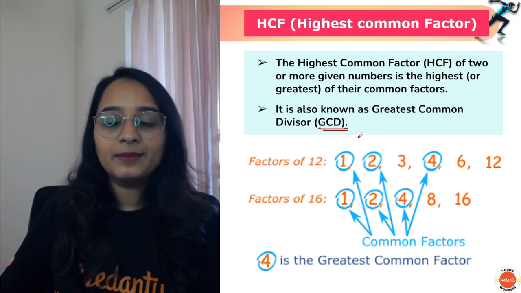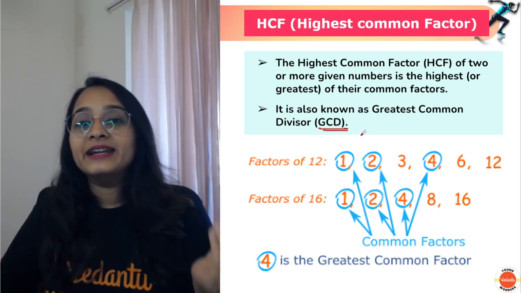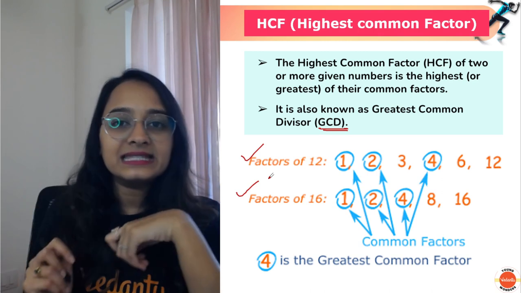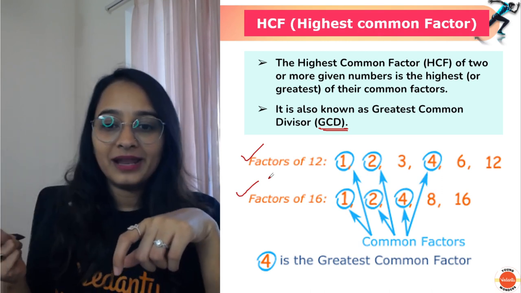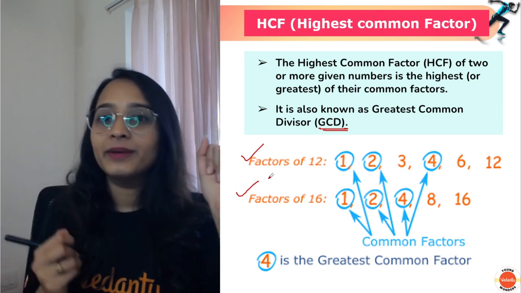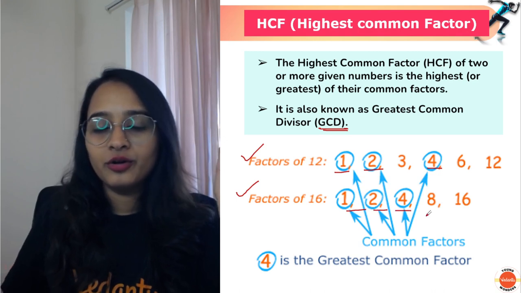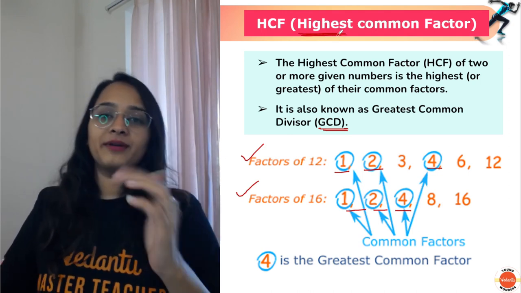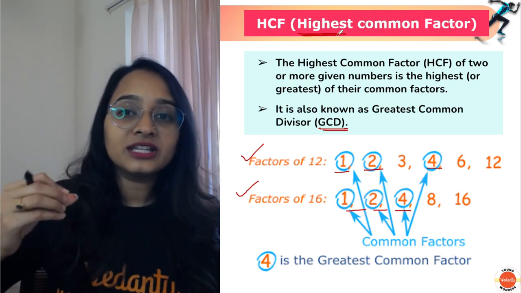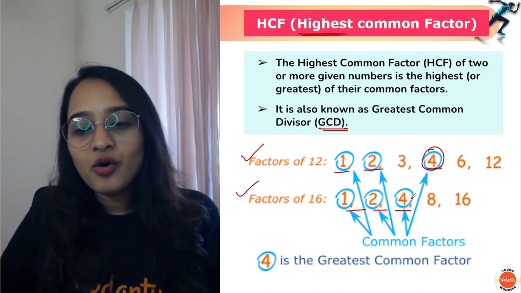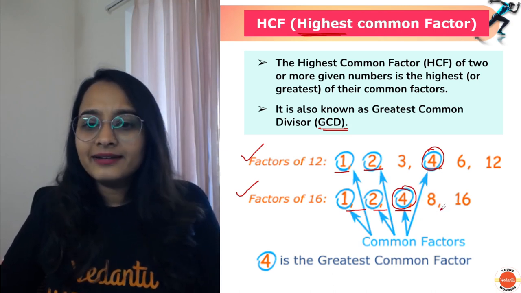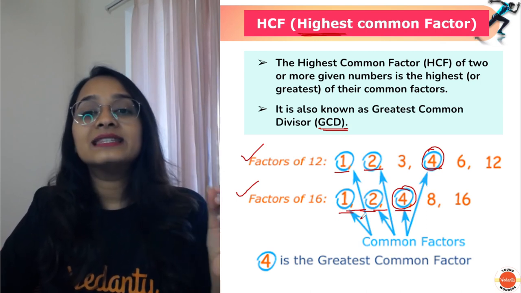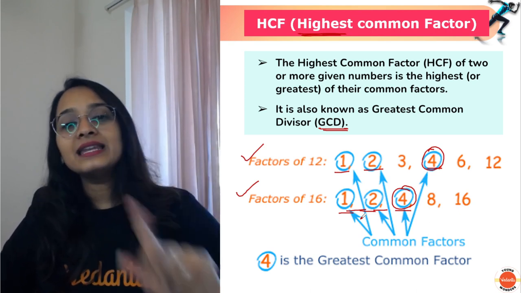HCF we call, and you can also say GCD, greatest common divisor or highest common factor. Now, if I give you two numbers, 12 and 16, and if I list down all the factors of 12, all the factors of 16, here there are a few common numbers. 1, 2, 4, 1, 2, 4. So, these 1, 2, 4, they are common factors. But what do we need? We need the highest common factor. Out of the common factors, we need the number which is the biggest. So, out of that, 4 is the highest number. The value of 4 is greater than 1 or 2. So, you can say that 4 is the GCD or 4 is the HCF of 12 and 16.